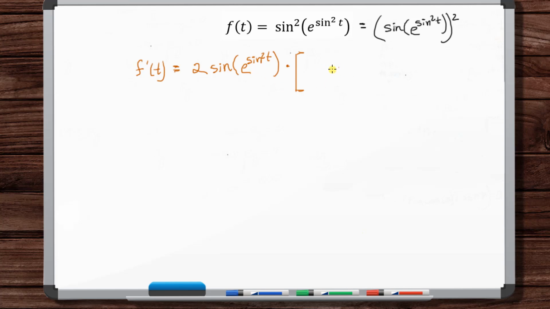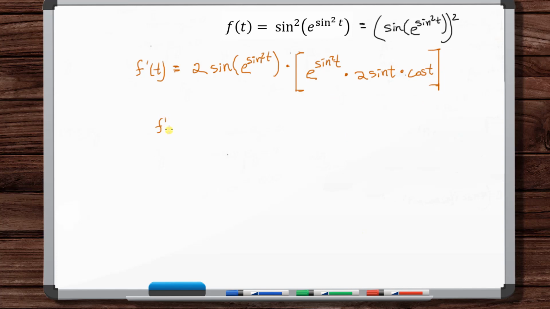That's e to the something. The derivative of e to the something is just e to that something times the derivative of that something. Here's another chain rule, right? The derivative of sine squared of t, that's something squared. The derivative of something squared is 2 times that something, times the derivative of that something. The derivative of sine of t is cosine of t. You see?